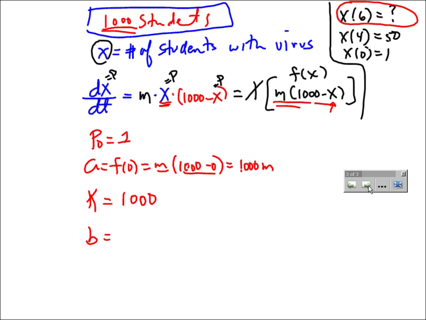Now B is A over K. We know A is 1,000 m, and we know K is 1,000. So B is m. So let me write that down over here. P sub 0 is 1. A is 1,000 m. K is 1,000. And B is just m.